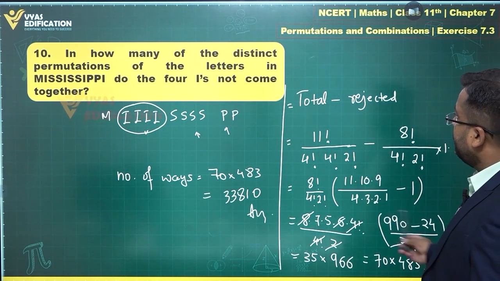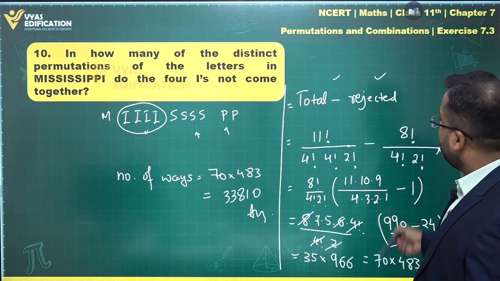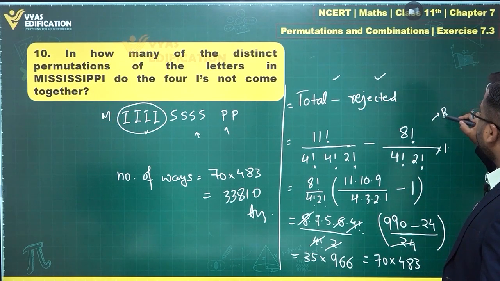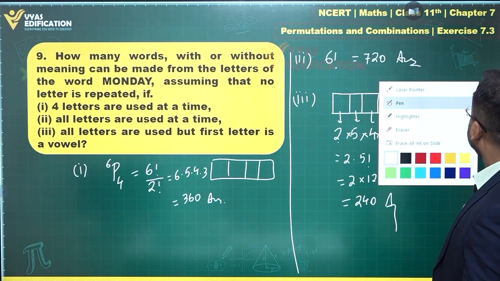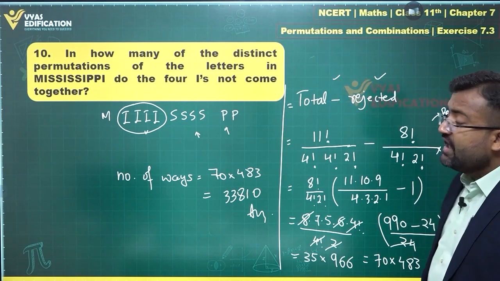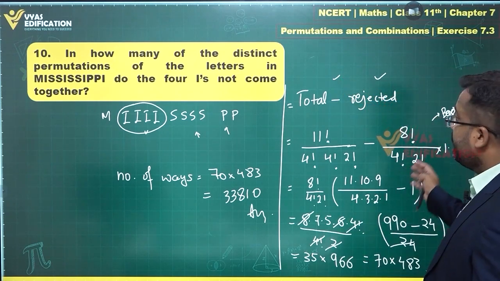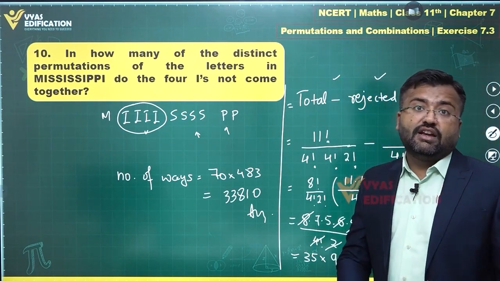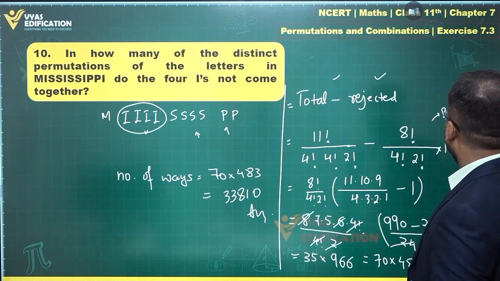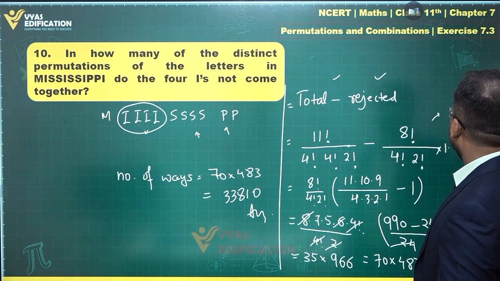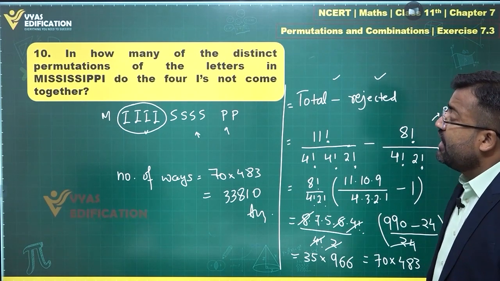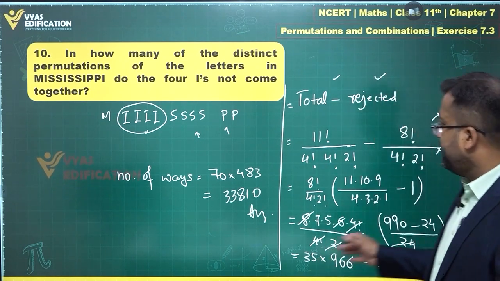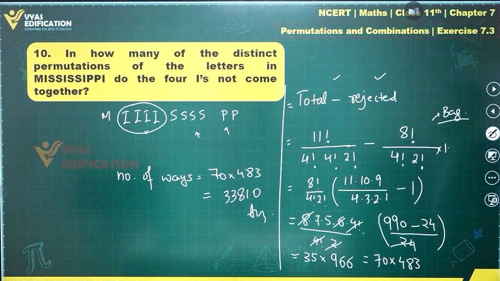That's the complete solution of this using the total minus rejected idea. We have also used the bag idea here. What's the idea of the bag? That we put all of those I's together. That's what we have done here, and the idea of the bag has also been discussed and used along with this question. That's the complete solution. Let me get a side so that you can take a look.